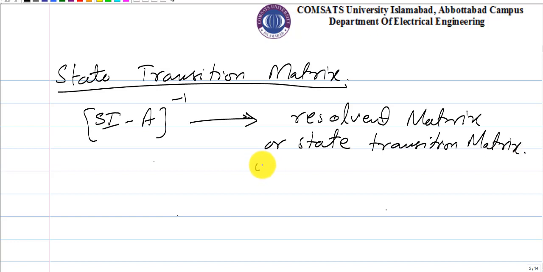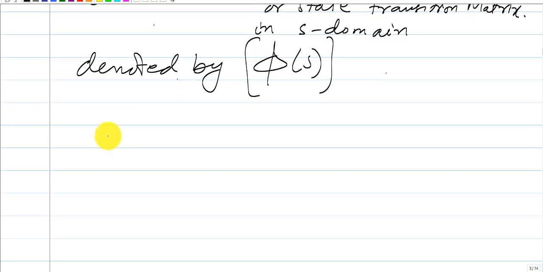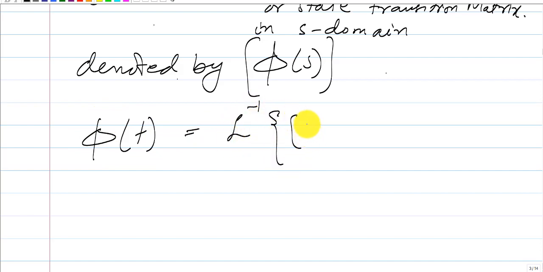So it is actually in S domain, and denoted by phi of S. Okay, so we represent this matrix as phi of S. So in the time domain, how can we obtain it? Very simple. We just need to take the inverse Laplace transform of this resolvent matrix or state transition matrix.